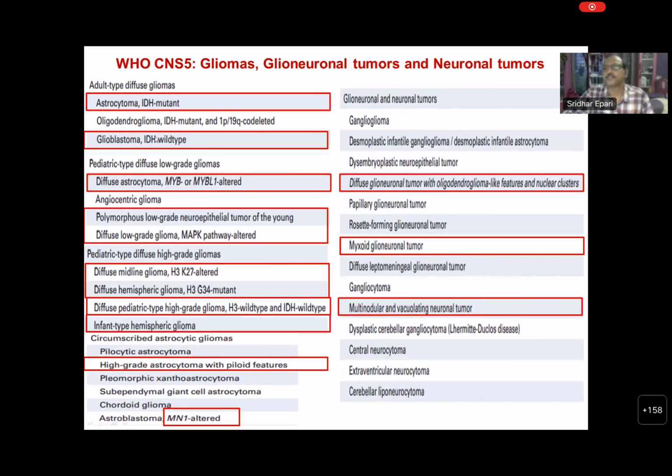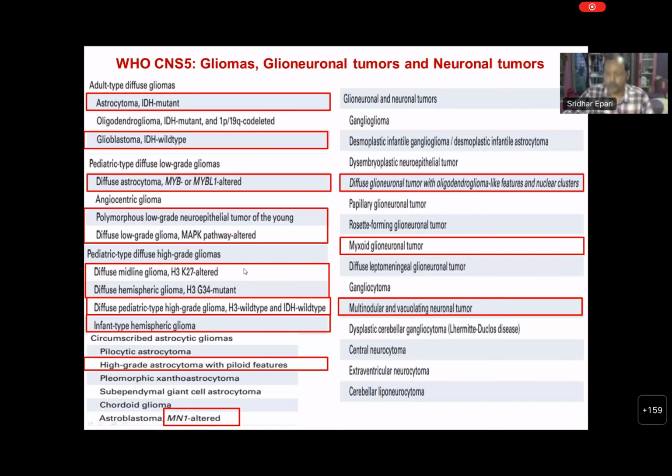So the first thing, when you see the age: of course, adult type and pediatric type are not based on the exact age of presentation, it is the molecular basis. But usually when you're seeing a 28-year-old, you expect an adult type diffuse glioma. So our approach is, when you see the history, first let's deal with these types of tumors. Only if we can't classify based on this, we go into the other spectrum.